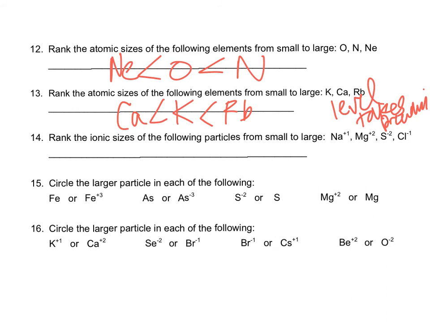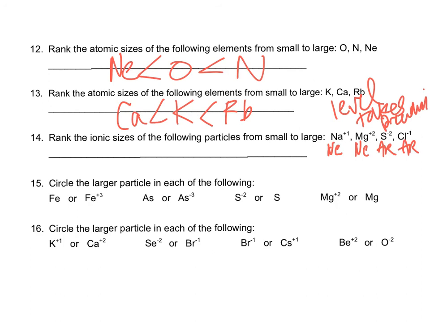Okay, next one. Rank the ionic sizes from small to large. Now, if you notice, these are all kind of all over the place, right? I can't just look at the trend. I can't just look at the family. I need to find out if any of these are isoelectronic to each other. So sodium +1 is isoelectronic to neon, and magnesium +2 is isoelectronic to neon. Sulfur -2 is isoelectronic to argon, and chlorine -1 is isoelectronic to argon.